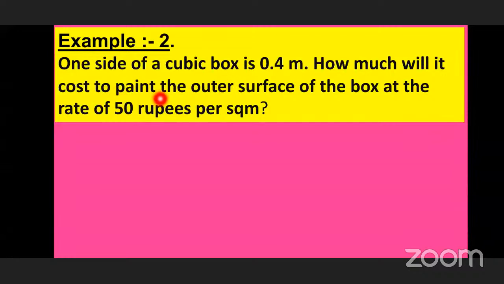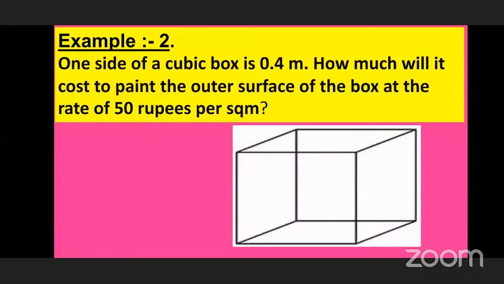How much will it cost to paint the outer surface? Outer surface means surface area. Outer surface of the box at the rate of 50 rupees per square meter. That means one side is given and we are supposed to find out the surface area of the box, which is in cube shape. And along with that, what we have to find out? We are going to find out the cost of painting the total surface area of the box, whose rate is 50 rupees per square meter.